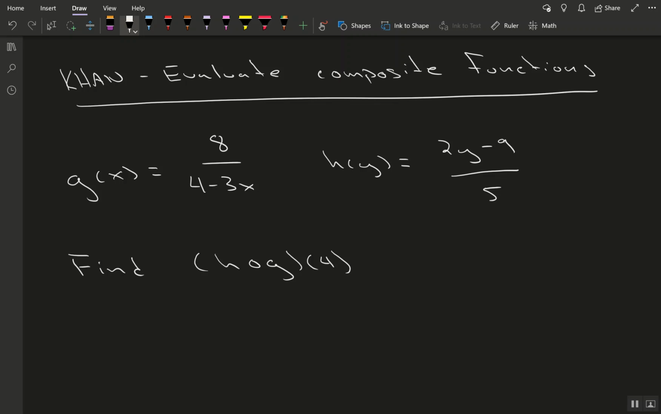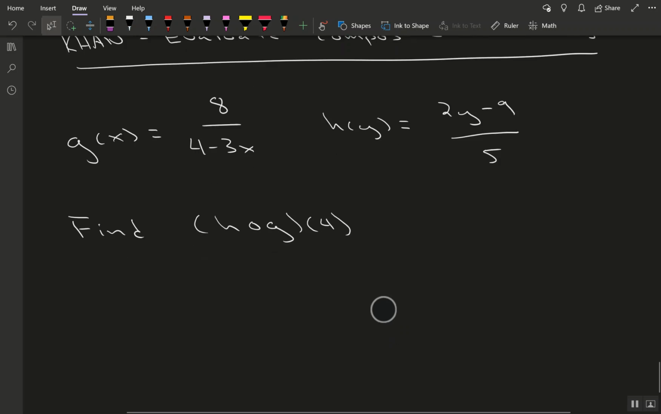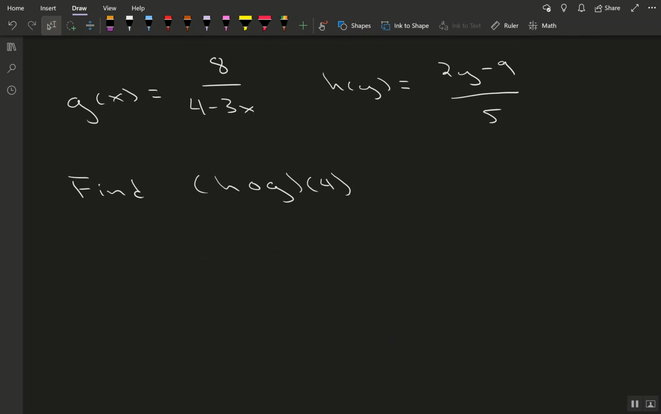Okay, let's evaluate composite functions. These are the examples that they wanted us to do. H composed of G evaluated at 4. Well, there's a couple ways you can do this. There's the long way and then the short way. Let's just do what we think we should do and find H composed of G.